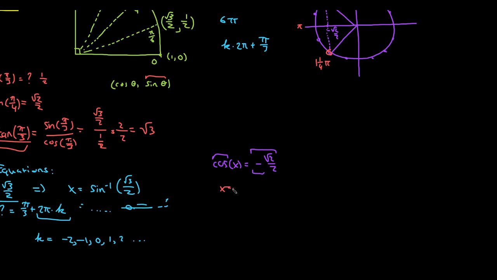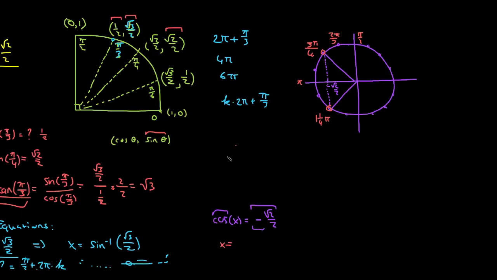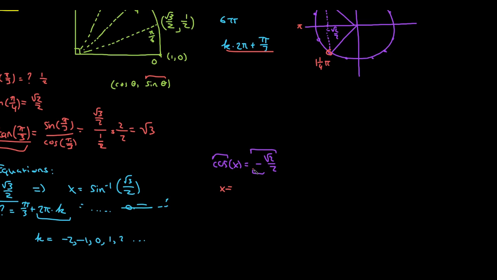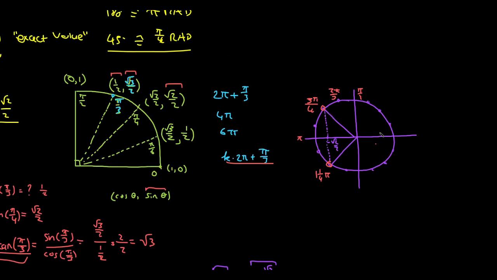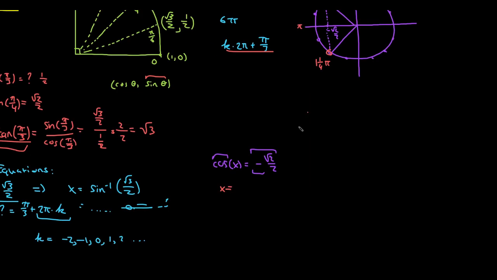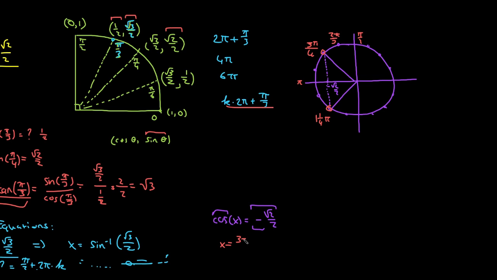So I can just copy those, and then I shouldn't forget the 2 pi times k, because again, if I go an entire circle around, I return back to a valid answer. So 3 pi on 4 is a valid answer, and then add 2 pi times k. And another solution is 1/4 pi plus 2 pi times k.